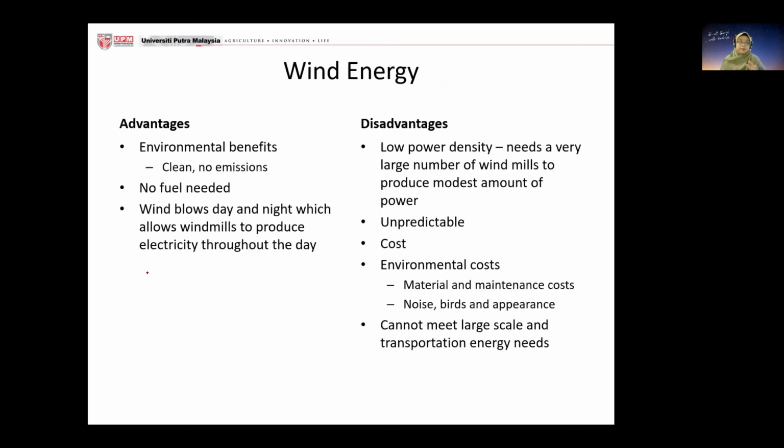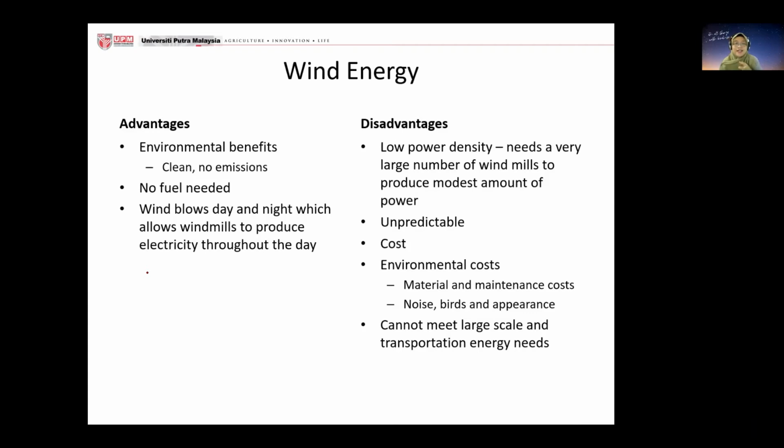So to sum up the advantages and disadvantages of wind energy, the environmental benefits cannot be argued against. It's very clean, has no emission. You don't even need fuel, and wind blows day and night. If you contrast that with solar power using PV, we won't be able to get any electricity if the sun is not there.